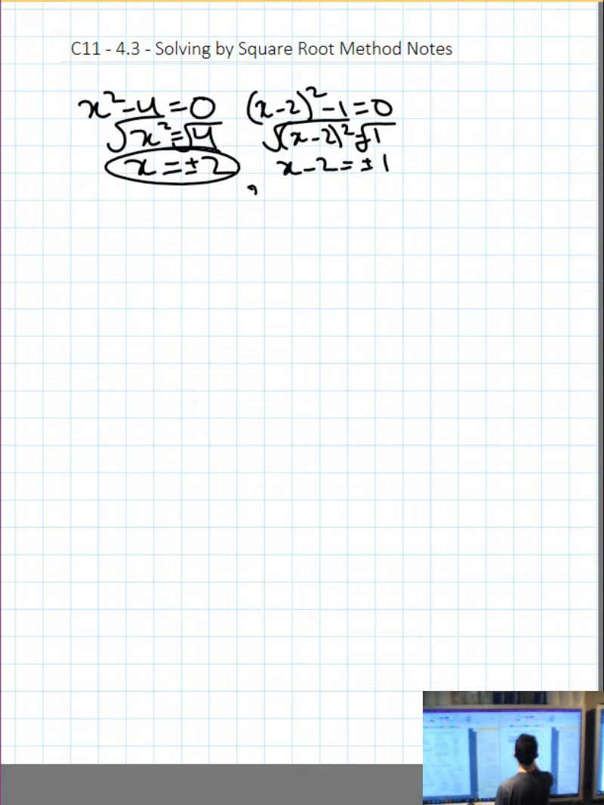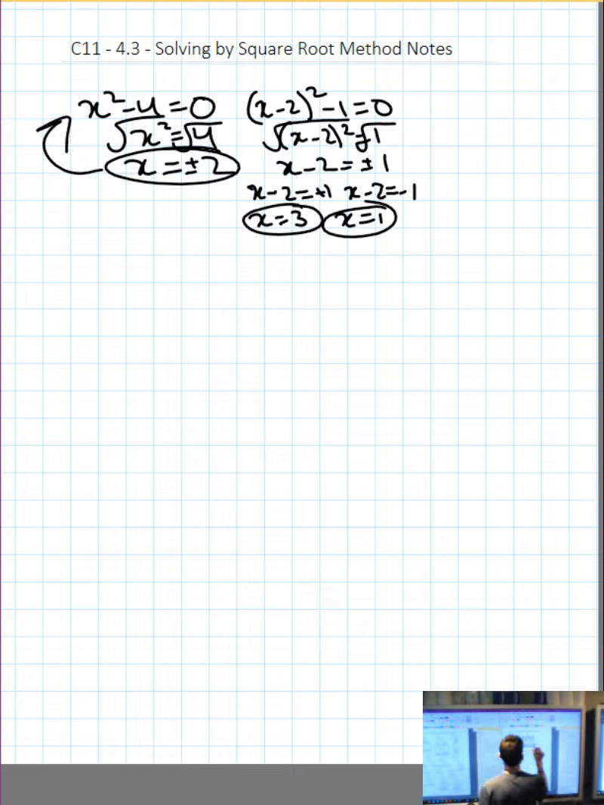Two equations side by side. x minus 2 equals positive 1, and x minus 2 equals negative 1. Taking these things from above and separating them. So if we add 2 to both sides, we're going to get x equals 3, circle your answer, and x equals 1, circle your answer. Again, put your answers back into the questions to make sure they're correct.